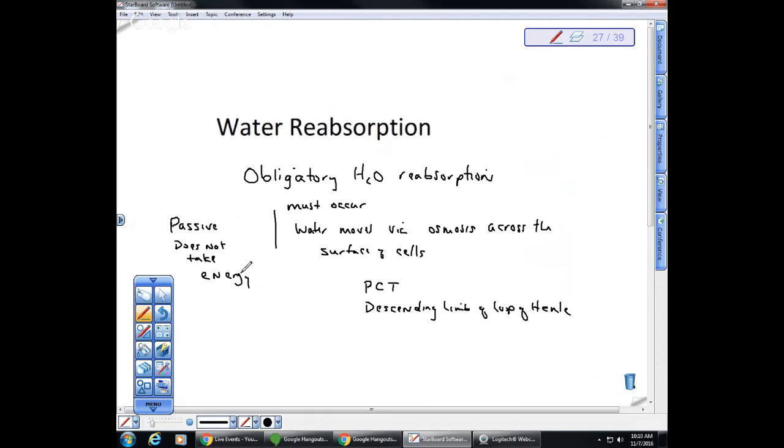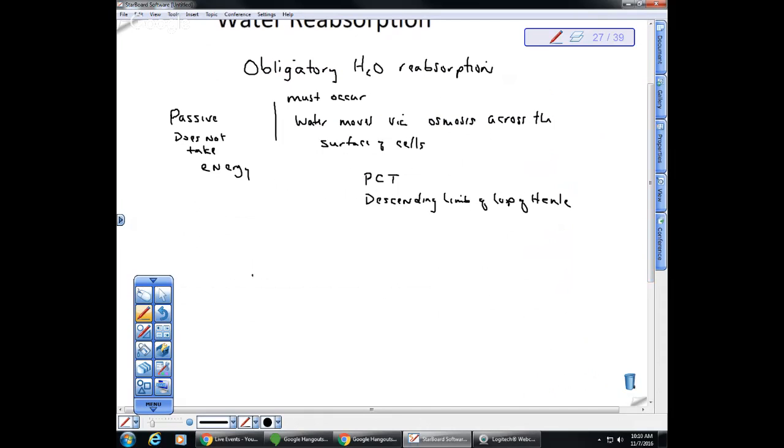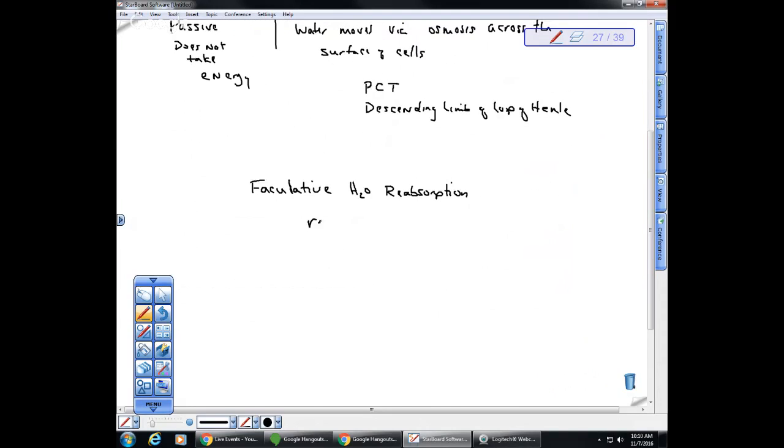So water reabsorption is obligatory, but then we also have facultative water reabsorption. And so facultative means that it occurs sometimes, but not always. So it can be regulated, right? And so this is how we regulate H2O concentration in the urine. So this is how we determine whether our urine is going to be dilute versus concentrated.